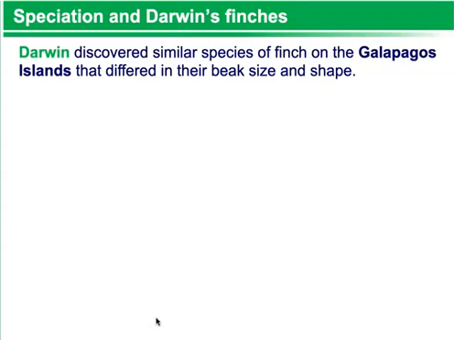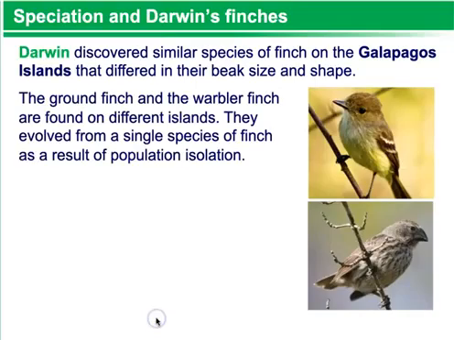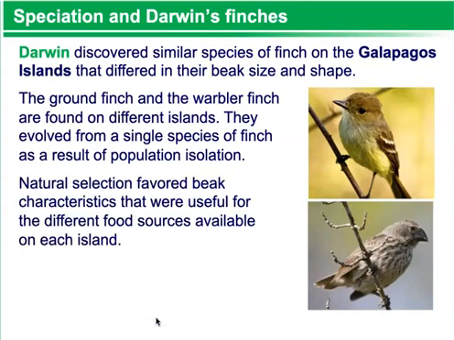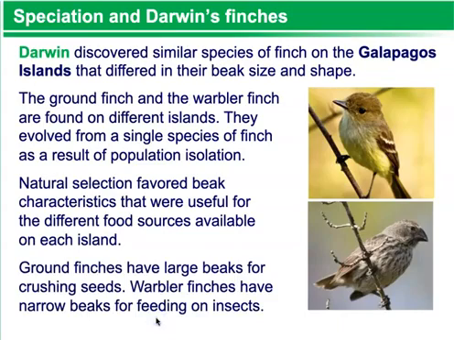Speciation and Darwin's finches. Darwin discovered similar species of finch on the Galapagos Islands that differed in their beak size and shape. The ground finch and the warbler finch are found on different islands. They evolved from a single species of finch as a result of population isolation. Natural selection favored beak characteristics that were useful for the different food sources available on each island. Ground finches have large beaks for crushing seeds. Warbler finches have narrow beaks for feeding on insects.